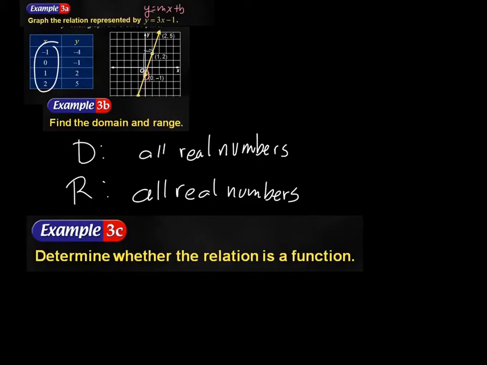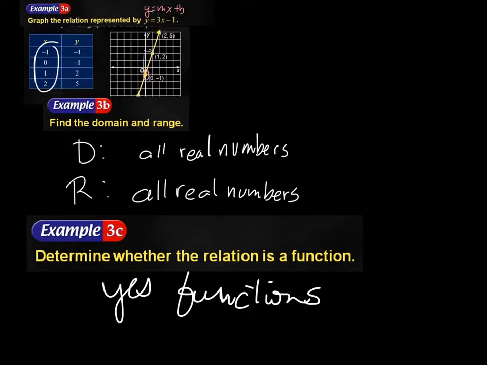And this is a function because it's always going to pass the vertical line test. Every x will get its own y.